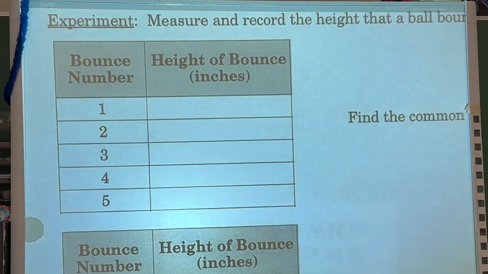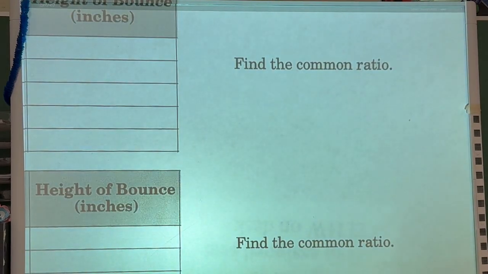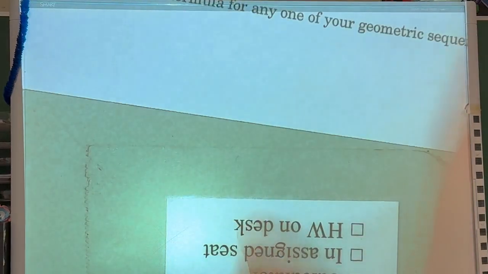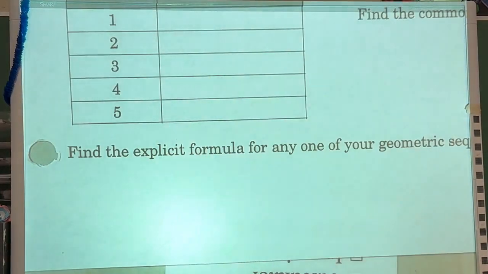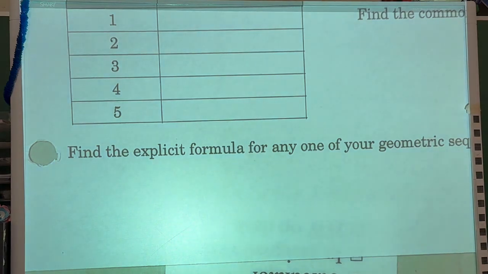So, you might not get 5 bounces out of it, but you should definitely get at least 3 to be able to come up with some kind of a sequence, a geometric sequence. Find the height of the bounce in inches. Find your common ratio. And then when you're done, pick any one of those trials to find the explicit formula for your geometric sequence.